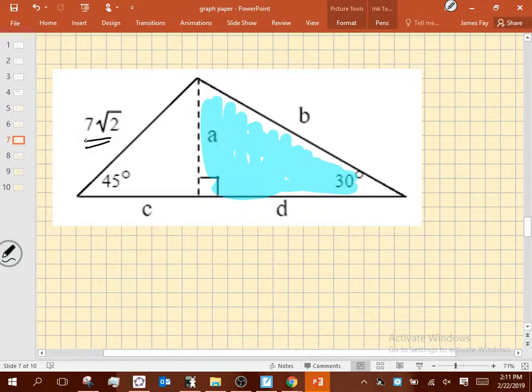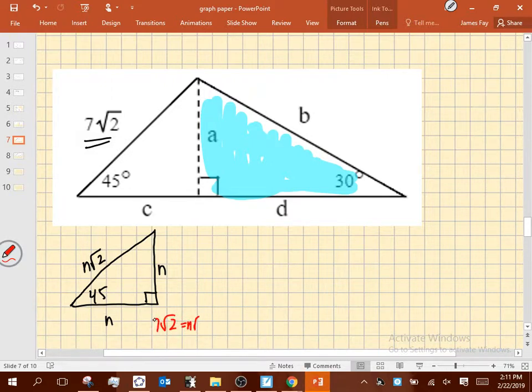So 45, 45, 90. If we were to draw our template of a 45, 45, 90, the sides are always n, right? The hypotenuse is always n radical 2, correct? If I were to overlay my template on top of the white triangle, what equation is generated? Okay, 7 radical 2 is equal to n radical 2. So what does that tell me n is? 7. n has got to be 7 through that algebra, right?